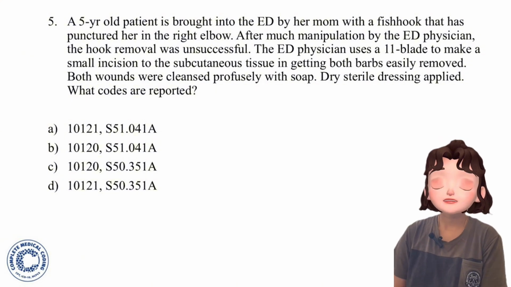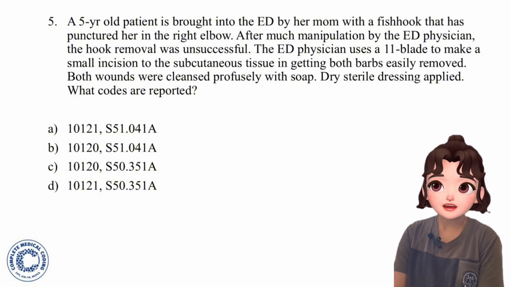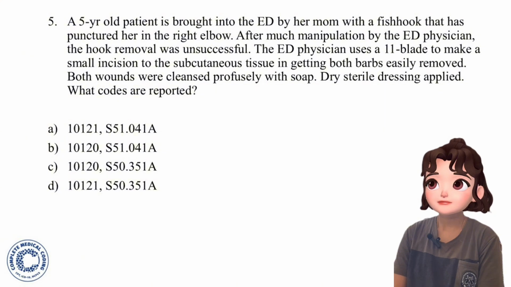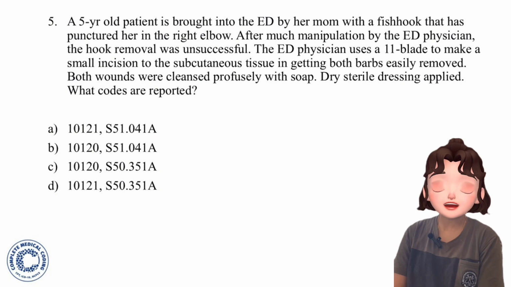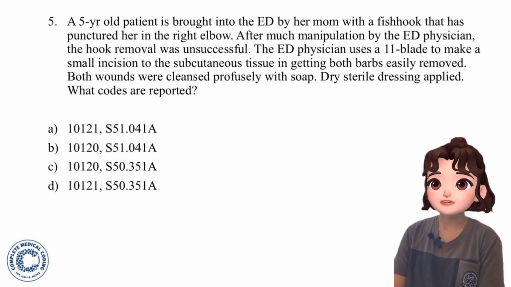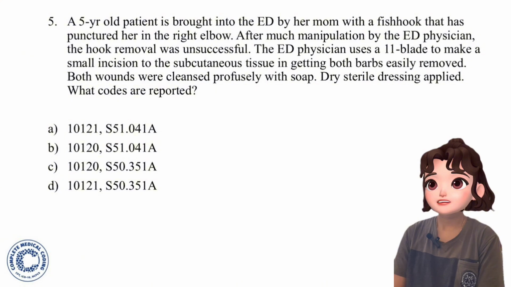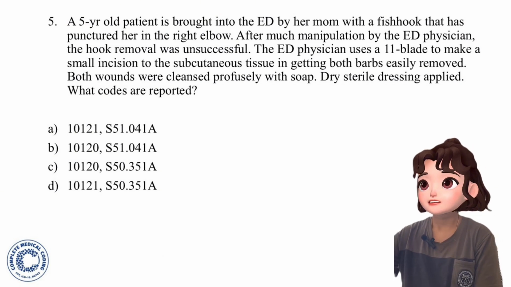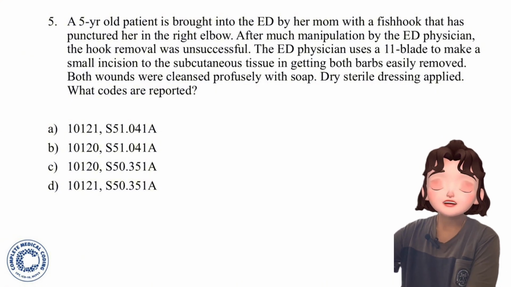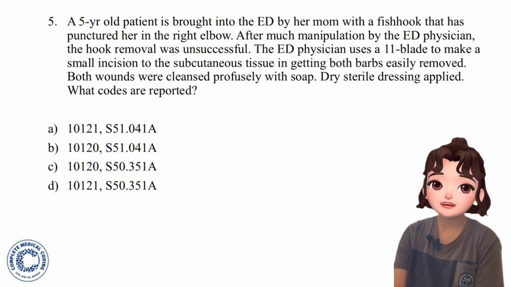So here you have to mark both CPT and ICD codes. What is the ICD? Fish hook. You cannot say it as a fish hook. In the description it will be like foreign body. Okay, foreign body is punctured in the right elbow. And what is the procedure carried out here? A subcutaneous small incision. Initially, the emergency department doctor did puncture manipulation, but it was unsuccessful. Then he made an incision. So I and D, incision and drainage, you have to code here.